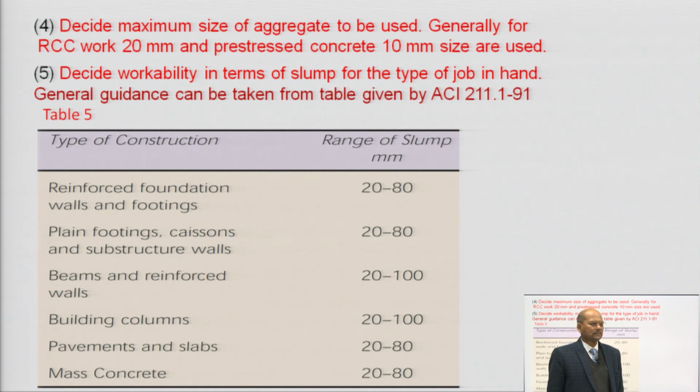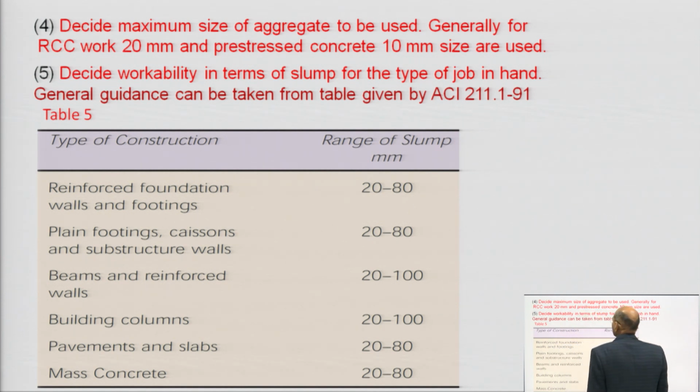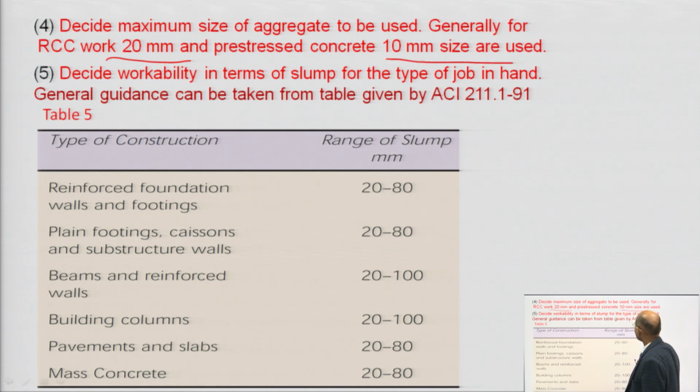Then decide the maximum size of aggregate to be used. Generally for RCC work you can take 20 mm, and for pre-stressed concrete you can take 20 mm, but you have to design. But if you want a very good quality of concrete like high strength concrete, then it is always better you go for 10 mm and downsize aggregate. That you will decide based on the availability.